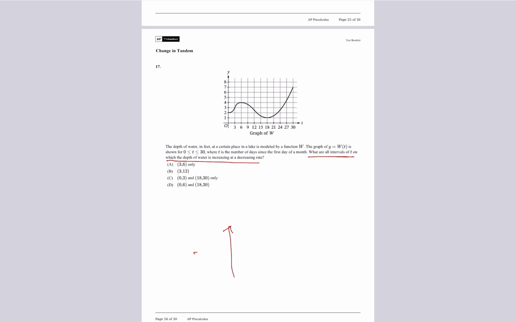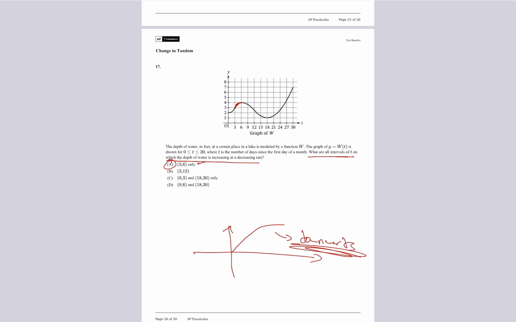So what does increasing at a decreasing rate mean? It means the function is increasing, but its concavity is downwards, remember. Concavity that is downwards means that the rate is decreasing. Increasing at a decreasing rate. So in this case, we're just searching for this shape. So from 3 to 6, let's look at the first option. Yeah, this is increasing with a decreasing rate, that's it, to be honest.